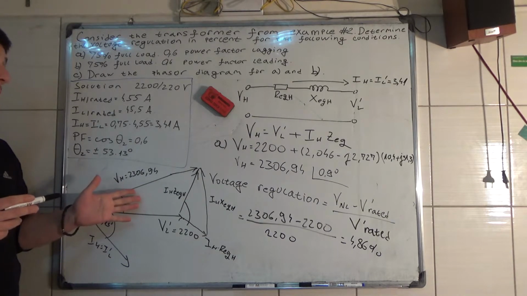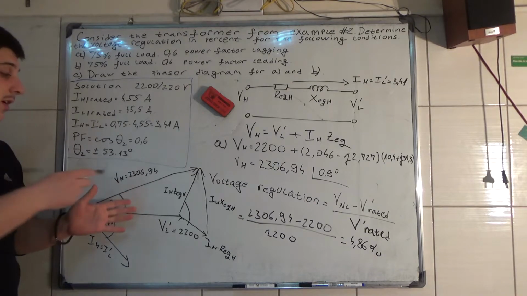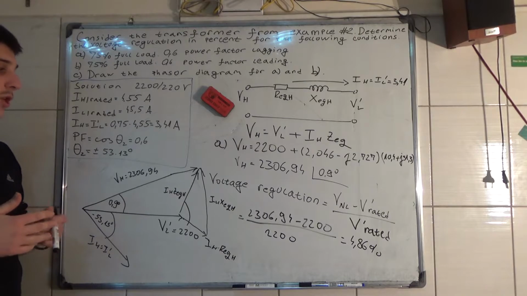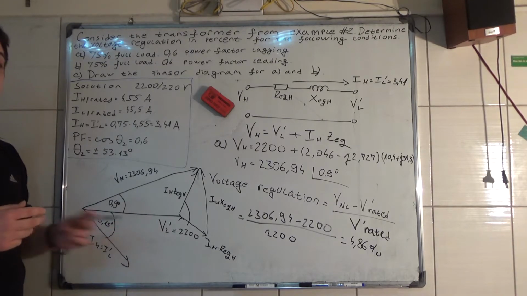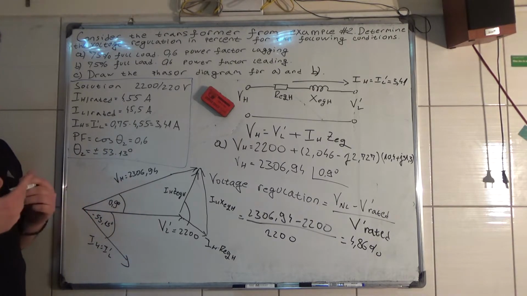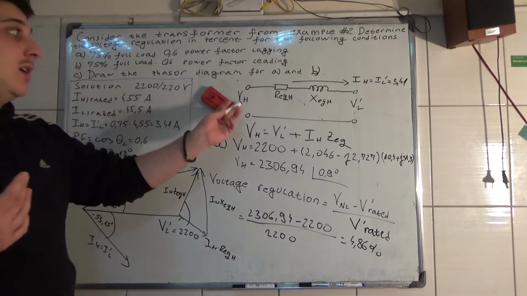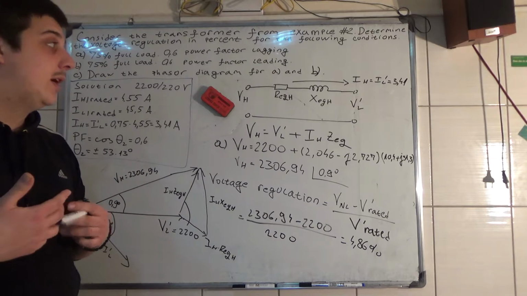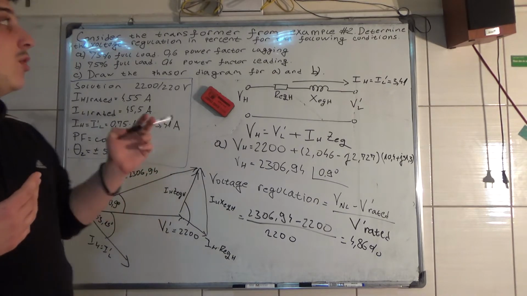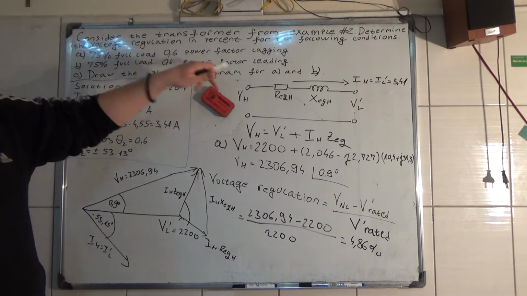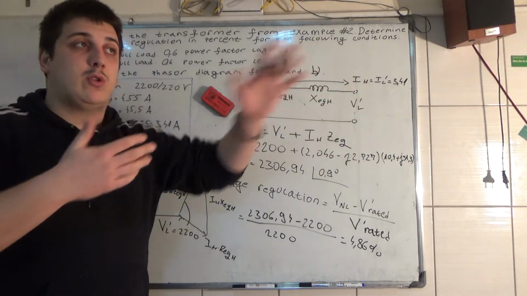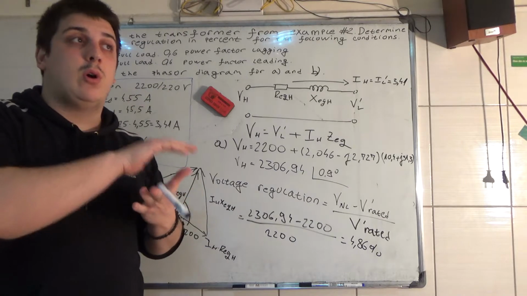This is the voltage regulation. So if you bring 2200 volts in real life, we said that this was a constant here. Now, why did we say that? Because we want to see what the real no load value will be if we want to bring a 0.6 power factor lagging on the load. We need to know what the no load voltage will be.